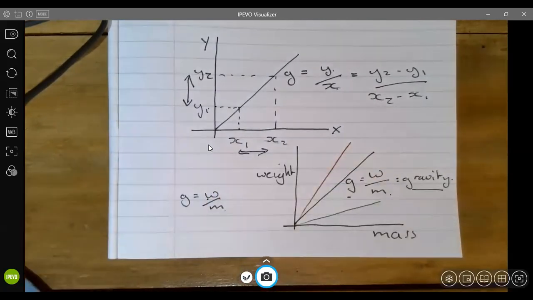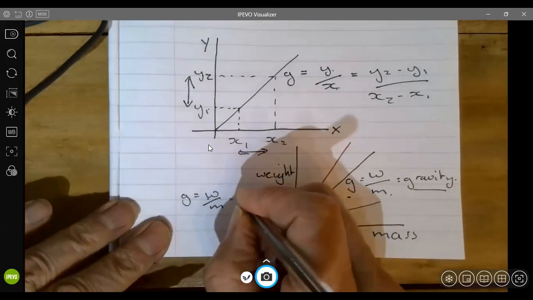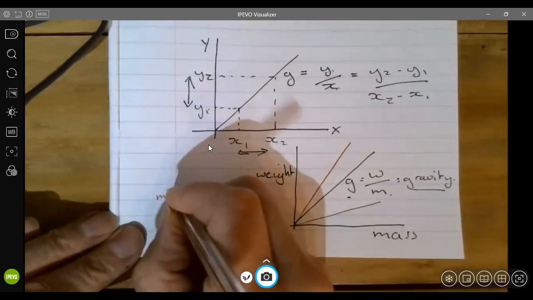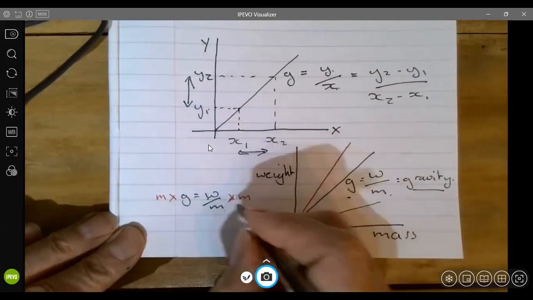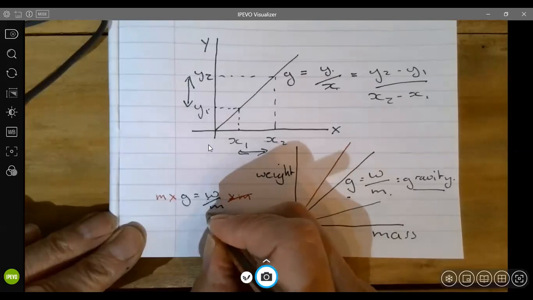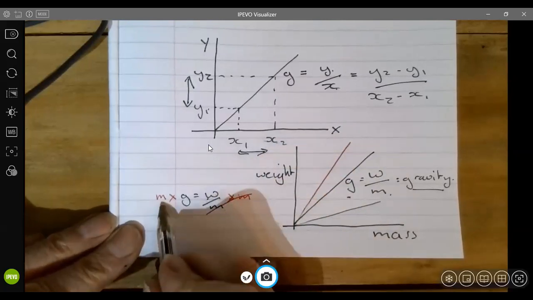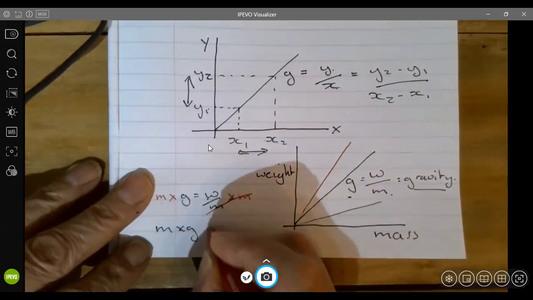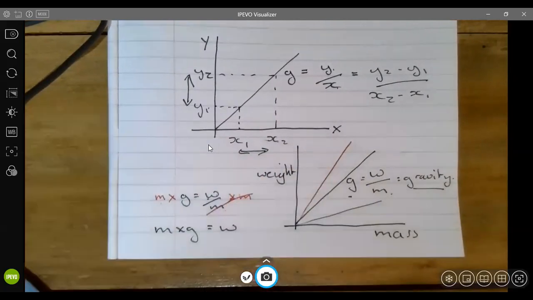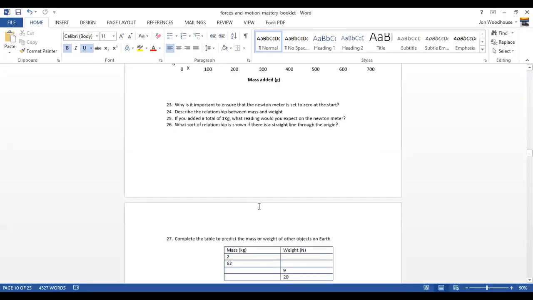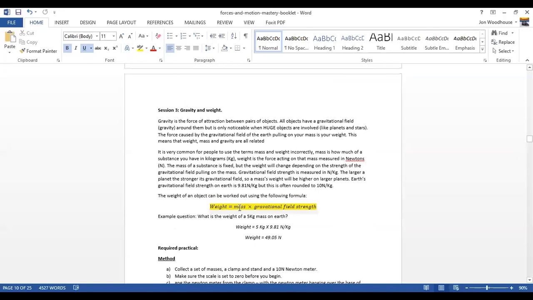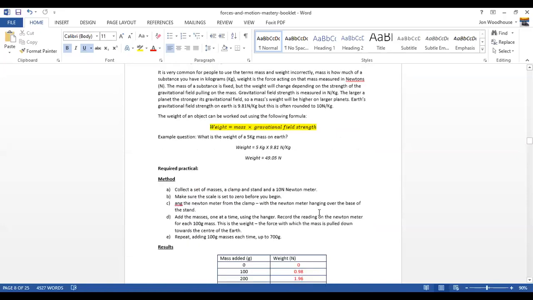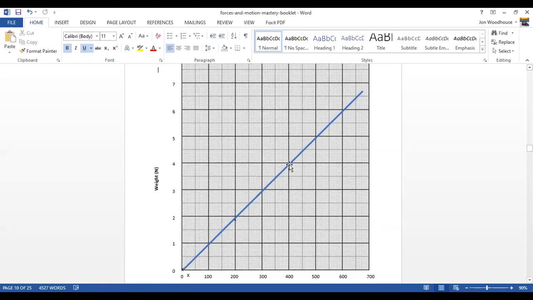So if I multiply both sides by mass, what will happen here is that mass will cancel with that mass to leave W, and that will leave mass on that side. So I'll end up with this mass times gravity is equal to weight, which is what we've got when we look at our relationship here. Weight is equal to mass times gravity. So this relationship here comes from the gradient of this graph.